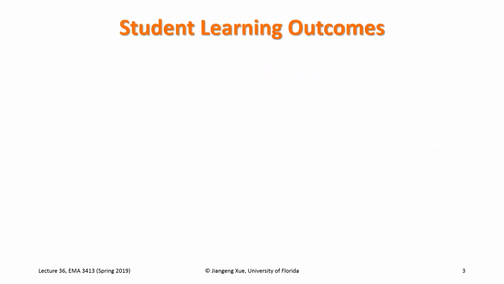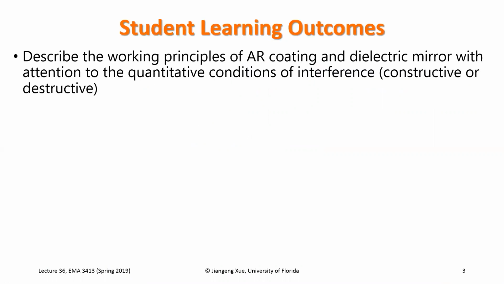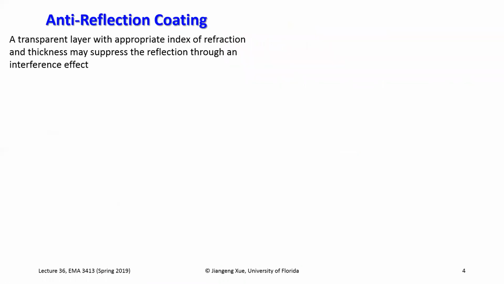So first, students should be able to describe the working principles of anti-reflection coating and dielectric mirrors. For anti-reflection coating, in its simplest form, it could just be a single transparent layer with appropriate index of refraction and thickness. The function is to reduce the overall reflection of a particular material.